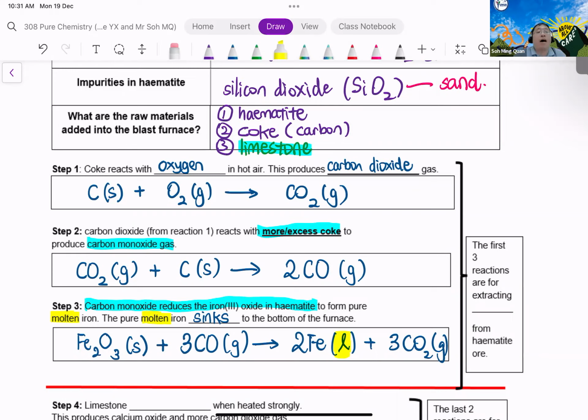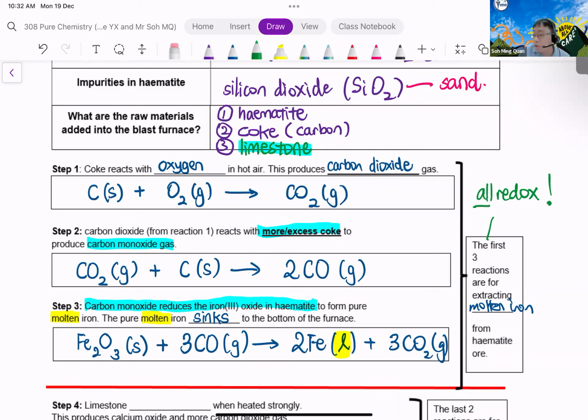Okay, now, so I mentioned just now, right? Step 1, 2, and 3, we will take it as one group. Why? Because the first three reactions here, they are meant for you to extract molten iron from hematite. So the whole purpose of the first three reactions is to extract the iron. Okay? Now, besides that, the first three reactions have something in common. They are all redox. The first three reactions are all redox reactions. Step 1 is redox. Step 2, also redox. Step 3, definitely redox.